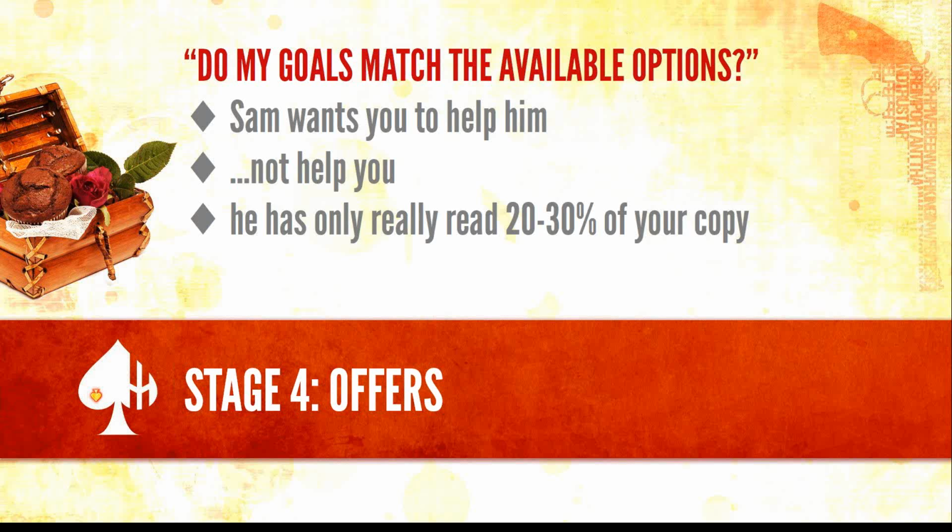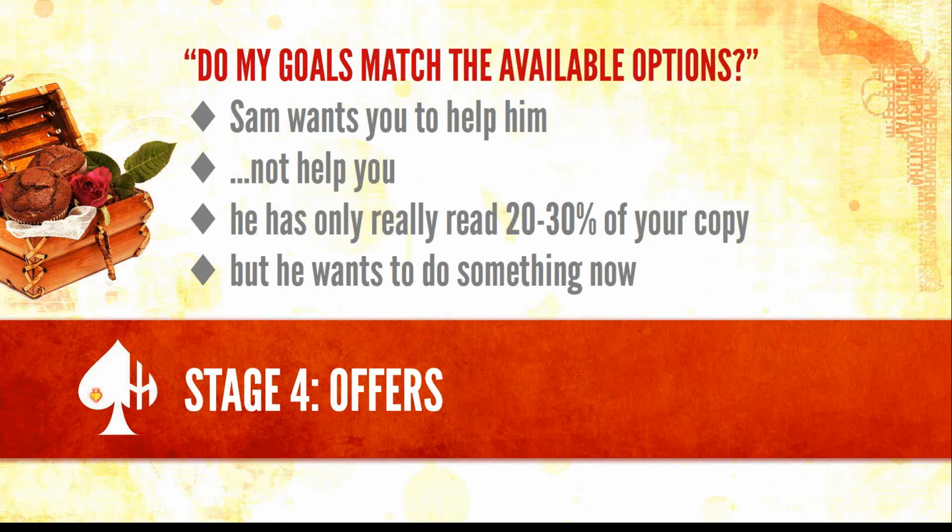Okay. And it's important to understand that Sam has only really read 20, maybe 30% of your copy. He skims pretty much everything. He's scanned your headline. He's got a good sense of what that's all about. He's probably looked at a few bullets. He'll have glanced through your copy for keywords and key phrases. He has not read everything, but he wants to do something right now. He is impatient. He doesn't want to read everything. He wants to do something. And that's just how we work, isn't it?